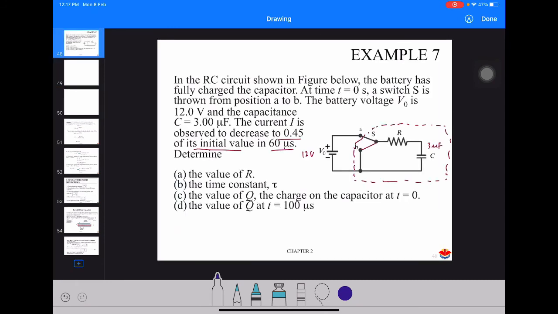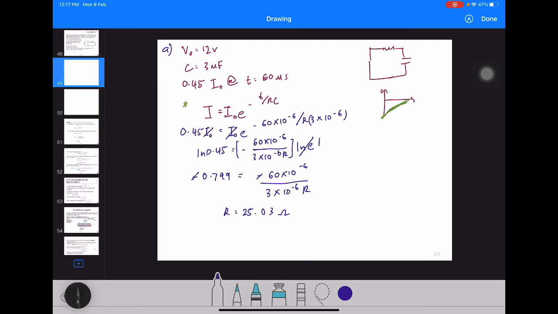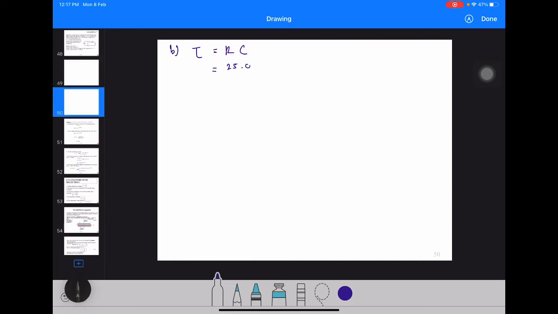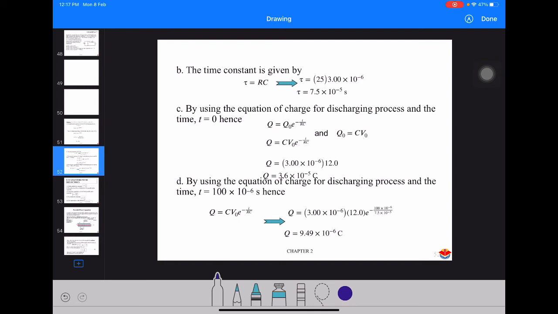Okay, the next question, they want to find the time constant tau. This one is the easiest part. So for B, if I want to calculate tau, which is equal to RC, you can simply multiply. R is 25.03, and C is 3 microfarad, 3 times 10 negative 6. So 25.03 multiplied by 3 times 10 negative 6 gives 7.51 times 10 negative 5. The unit will be second because that one is just a time, t. So if I compare the answer here, yeah, same answer.